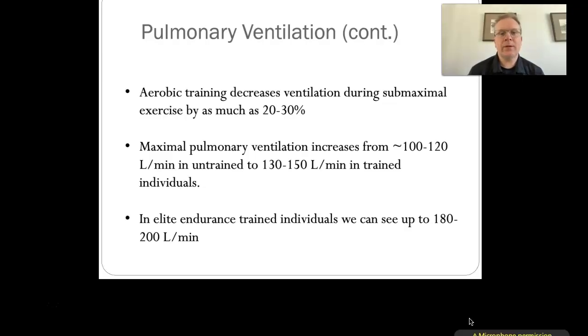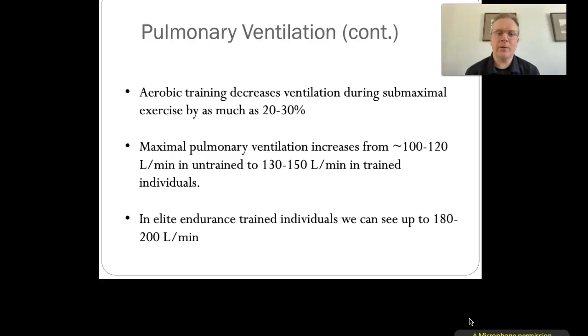So with aerobic training, we can actually see a decrease in ventilation during submaximal exercise. So essentially, you are not breathing as fast, but you're breathing more efficiently, similar to what we talked about with stroke volume, right? So we see that drop by 20 to 30%. So you're taking more volume within each breath. Okay, so more volume of air and getting more oxygen, essentially.